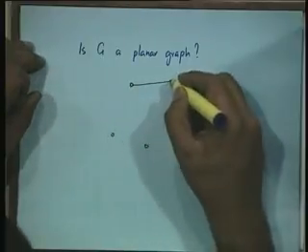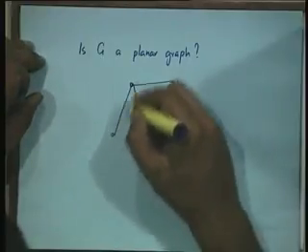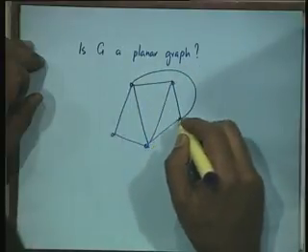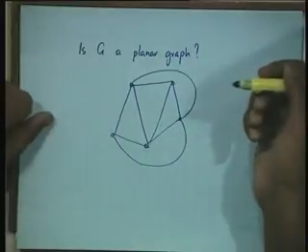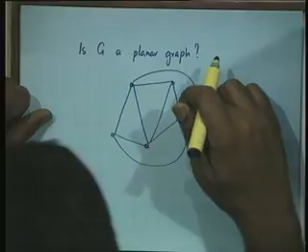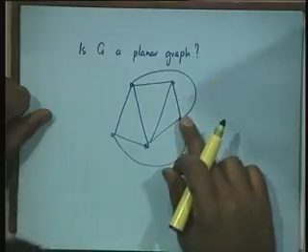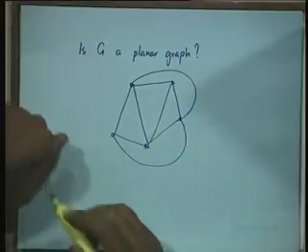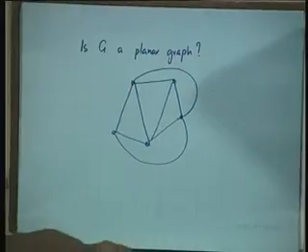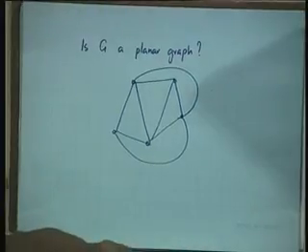So suppose this was my graph. This is a planar graph. You see, I have drawn these edges; is any of these edges going over another? No. I can draw it whichever way I want, but the edges should not intersect.